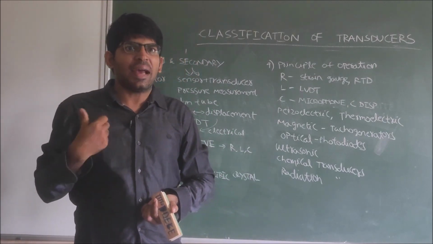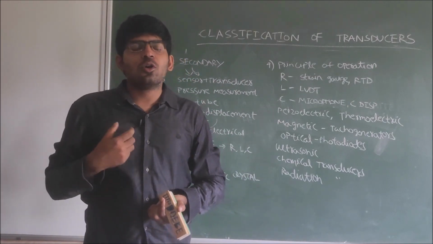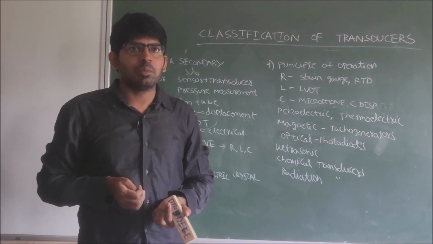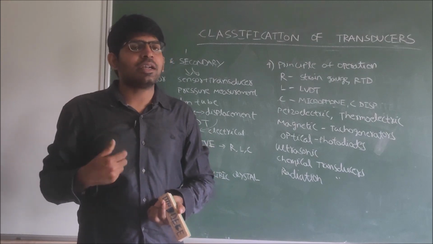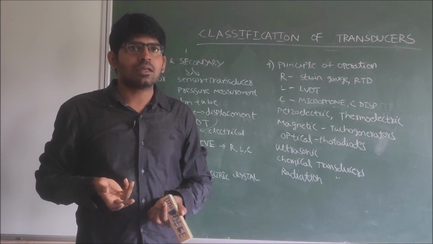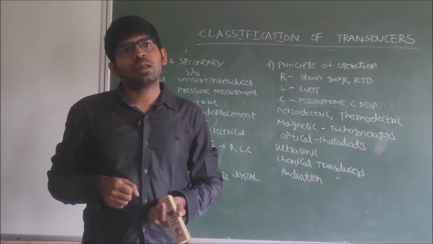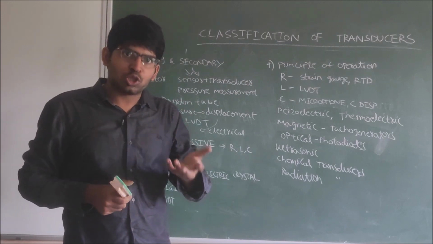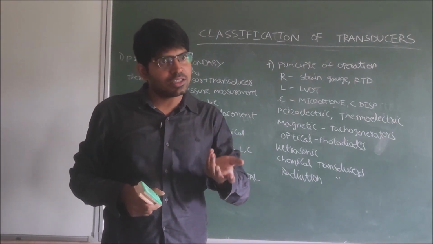Active, passive. We know passive elements and active elements. For example, resistor, capacitor and inductor are all passive elements. The transistor is an active element. Similarly, a power source is an example of an active element.